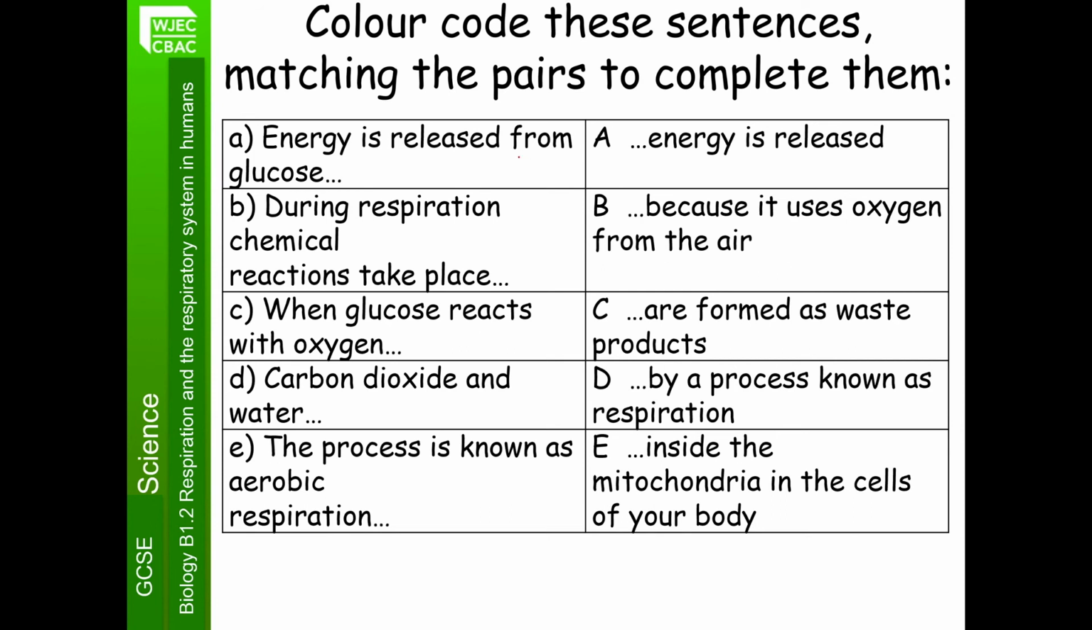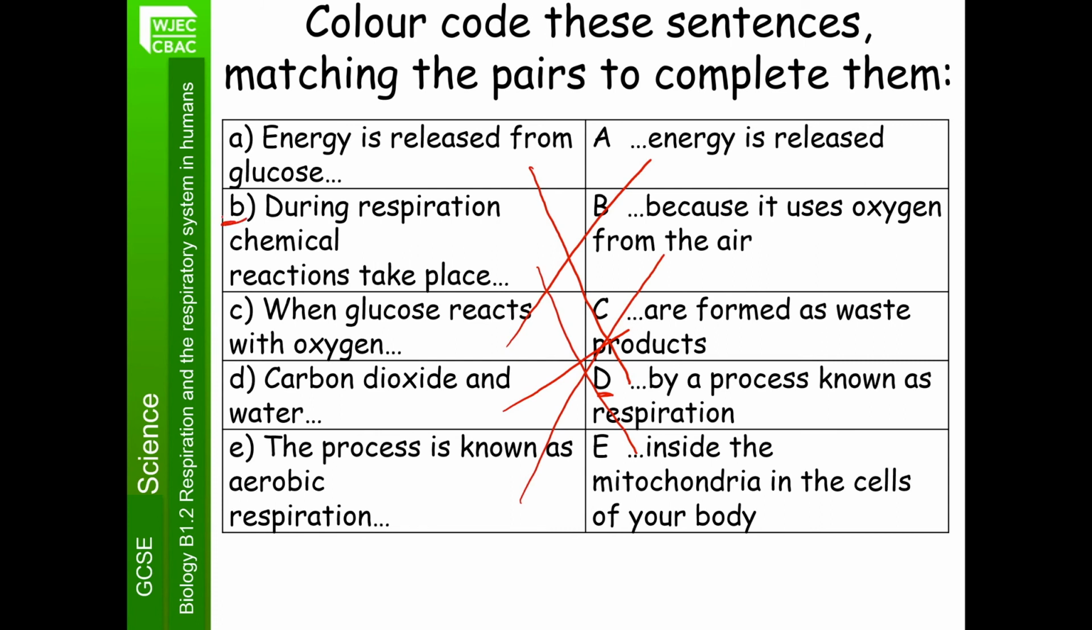So, energy is released from glucose by a process known as respiration. So this one and this one match together. During respiration, chemical reactions take place inside the mitochondria in the cells of your body. When glucose reacts with oxygen, energy is released. Carbon dioxide and water are formed as waste products, and the process is known as aerobic respiration because it uses oxygen from the air. So the small letter A should be matched with the capital letter D.